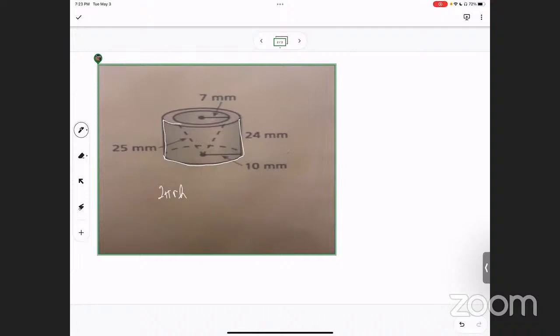That's going to be this area. 2 pi r height is going to give us the area of that right there, that surface area of just the lateral, right? That's the lateral surface area. You got it? The lateral of the prism. You understand what I'm saying?